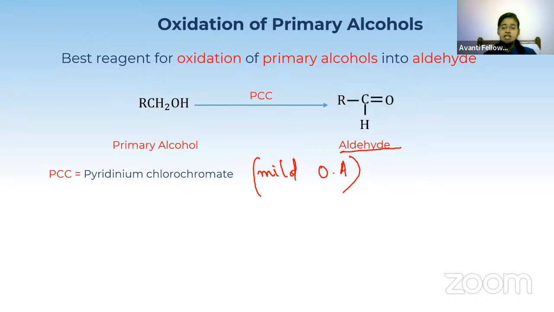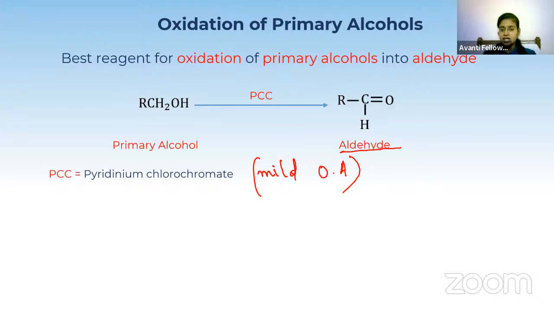Okay. But PCC is not allowing the alcohol to reach the point of carboxylic acid. It just stops with the aldehyde. So if some alcohol is getting stopped at the stage of the formation of aldehyde itself, then those reagents are called mild oxidizing agents. So then when will I get the carboxylic acid? I will get the carboxylic acid if I am using the strong oxidizing agents. Okay, I will give you that list.